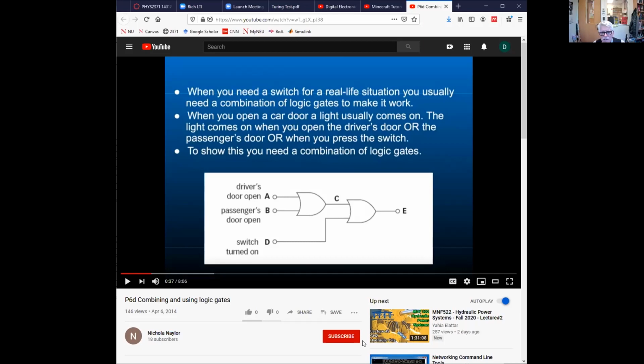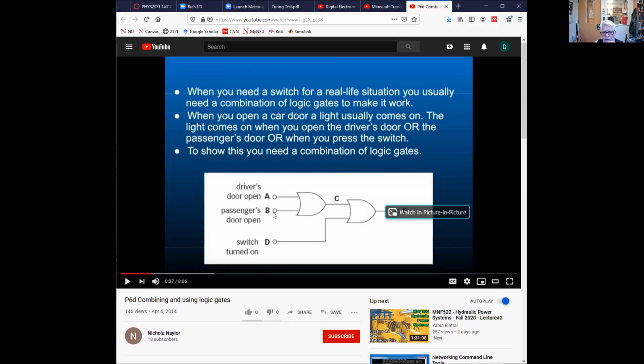Anyway, instead of her talking, I'll just say that you want to have something that's going to turn on a light when you open a car door. So if you have two doors, you have a driver's door and a passenger door. So you want an OR gate that says if either one of these is open, then turn on the light. But you also want to be able to turn the switch off so the light doesn't come on when you open the doors. And so that would use two OR gates.